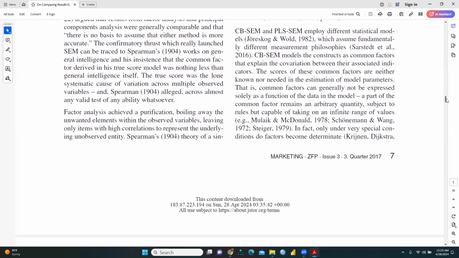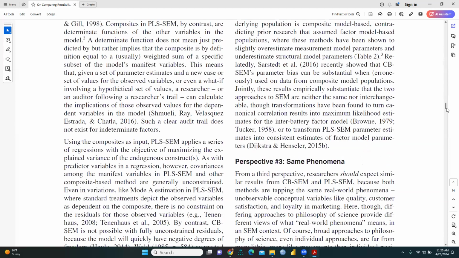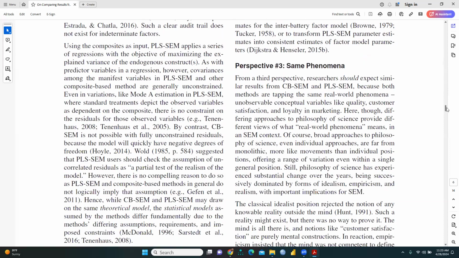When we come to the next perspective, this one is the same phenomena. According to this perspective, for CVSEM and PLS-SEM we expect similar results, because both methods are tapping the same real-world phenomena, unobservable conceptual variables like quality, customer satisfaction, and loyalty in marketing. In this paper, broad approaches to philosophy of science, even individual approaches, are far from monolithic and more like movements than individual positions.